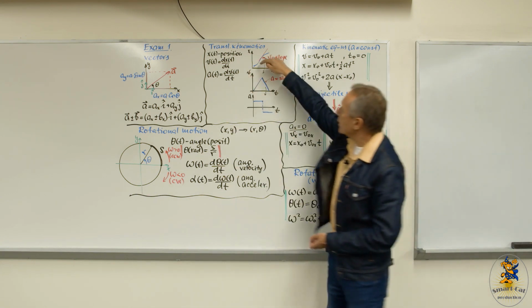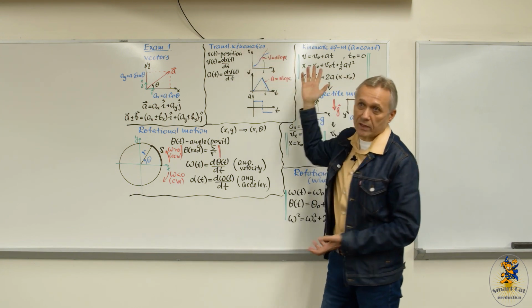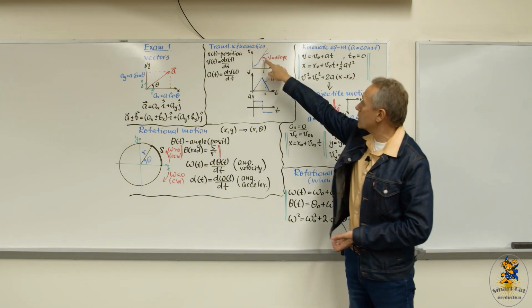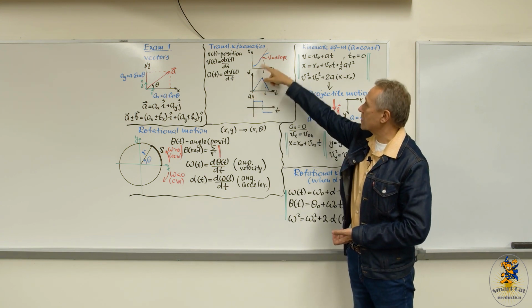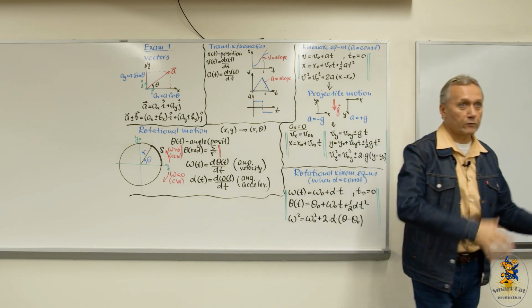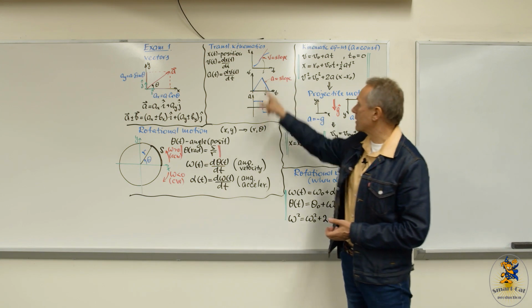So if the slope is positive, velocity is positive. If the curve is sort of like this, and the slope is negative, then of course velocity is negative. So using this, you can plot velocity versus time. For example, in this case, it will be approximately something like this. First velocity increases and then velocity decreases, being positive at the same time.